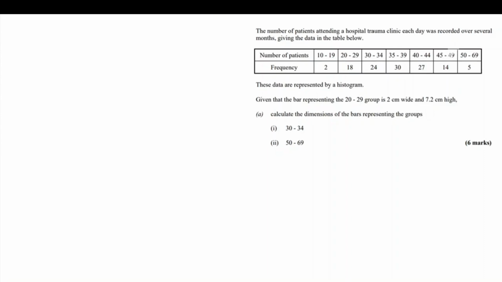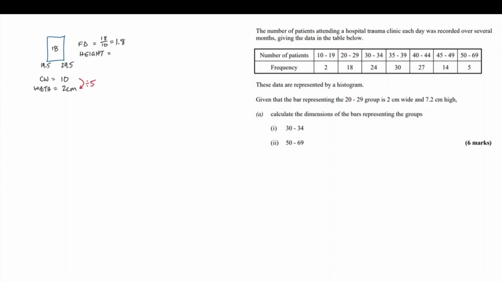So let's focus on the information we've been given. This first bar is for the group 20 to 29. We're going to use bounds, 19.5 to 29.5. There's a frequency of 18. The class width is 10. That's the difference between these bounds. And the question told us that the drawn width, the centimeter width, was 2 centimeters. From here, we can get a scale factor, which says whatever the class width is, if we divide by 5, we find the centimeter width. We find the drawn width.